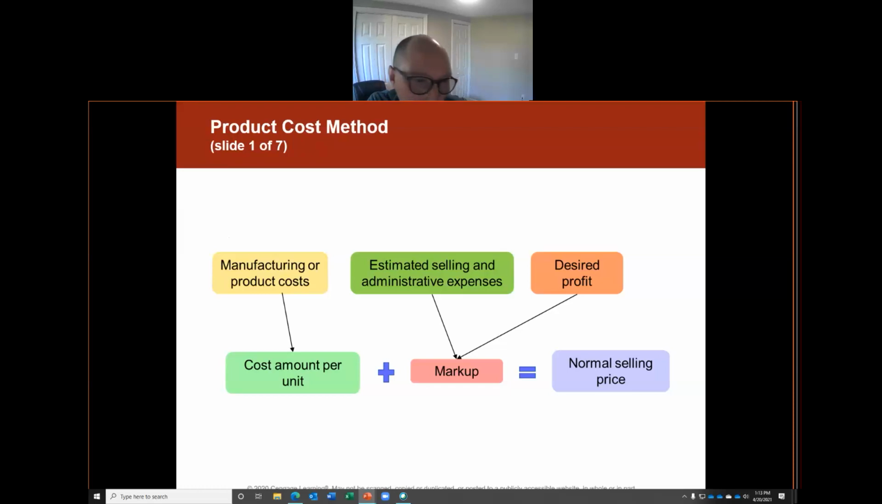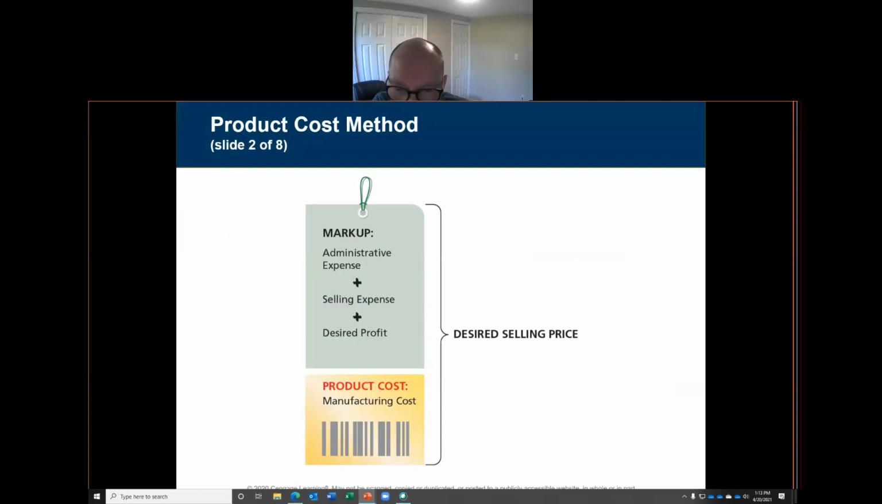How do we find the markup? Cost per unit is the cost of manufacturing: direct labor, direct materials, factory overhead. Markup is found by taking your estimated selling administrative expenses plus any desired profit. That gets you to your markup. Your sales price is our markup plus our product cost.